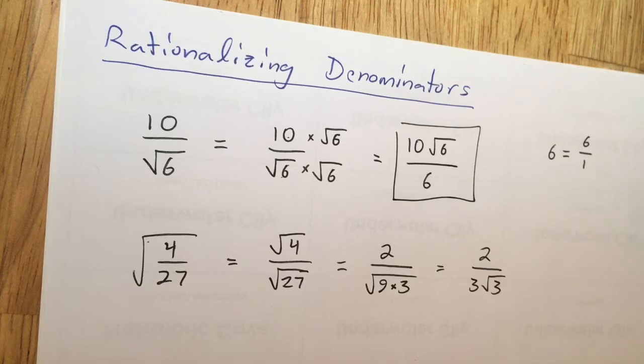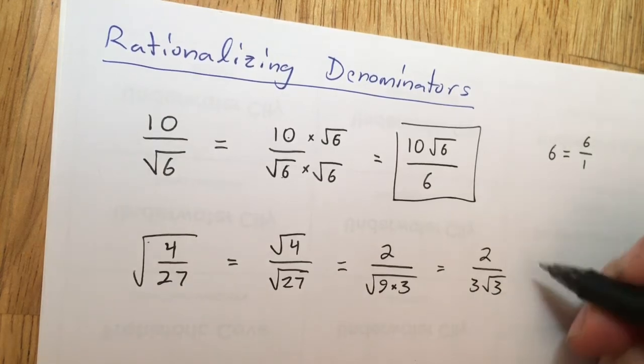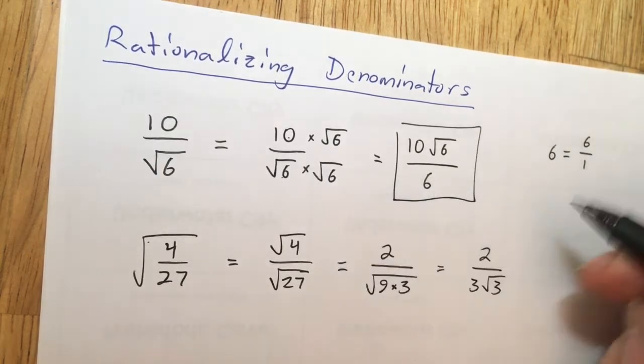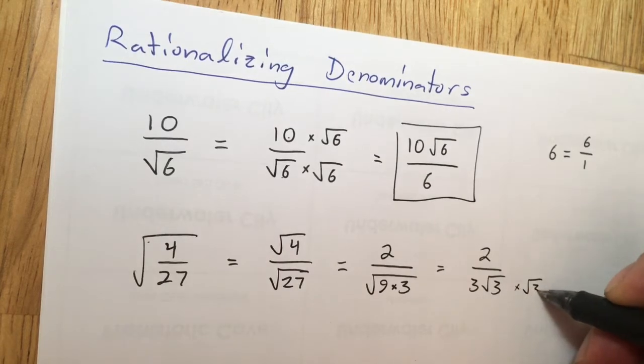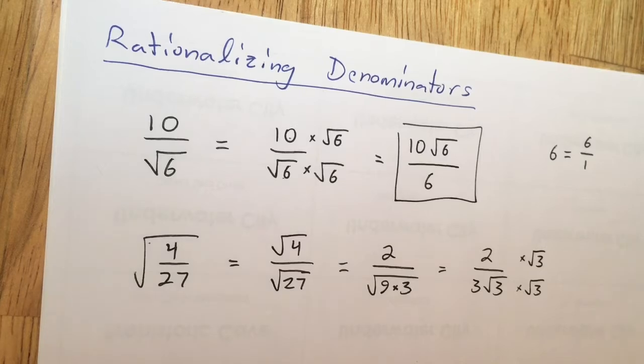And I still want to rationalize the denominator. I don't want this irrational number down here. The 3 is fine. That's rational. Square root of 3, not rational. So I'm going to do the same trick we did up here. Multiply the numerator and denominator by root 3. Let's see what we get.